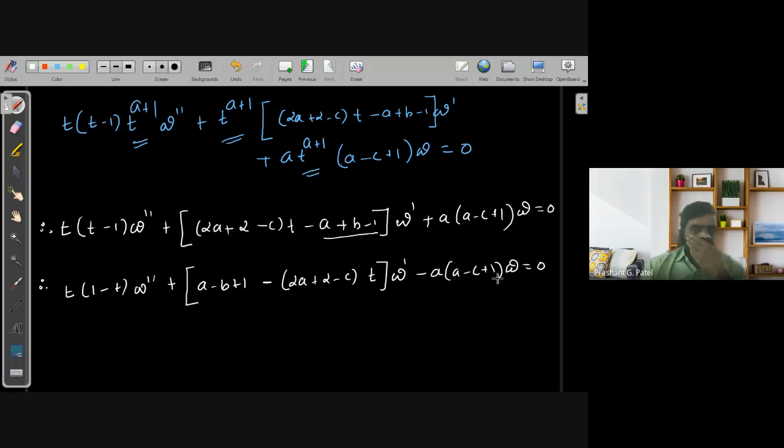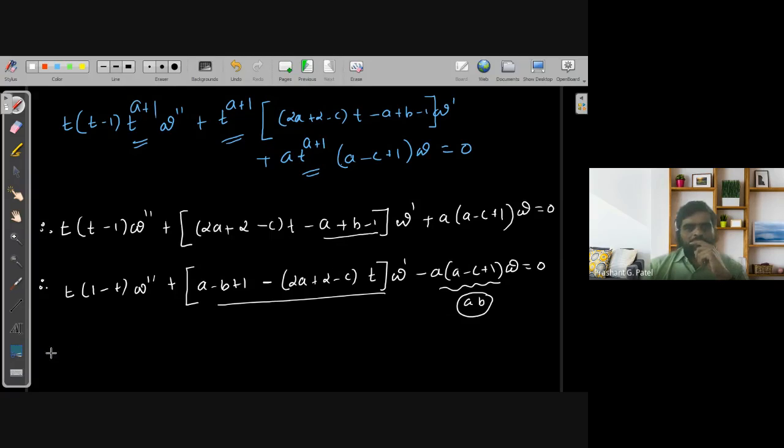This equation we got, can we write this in terms of the hypergeometric equation? In the hypergeometric equation, the last term is a into b, if you can remember. And this is nothing but c minus a plus b plus 1. So I want to write this term into that form.